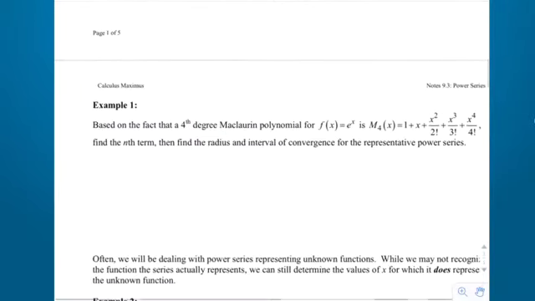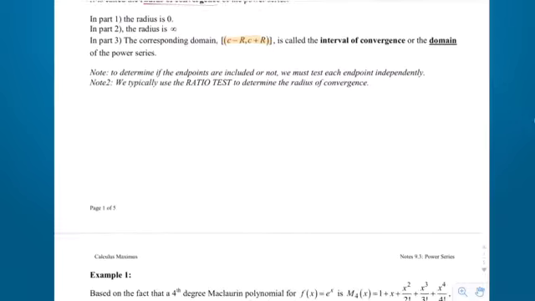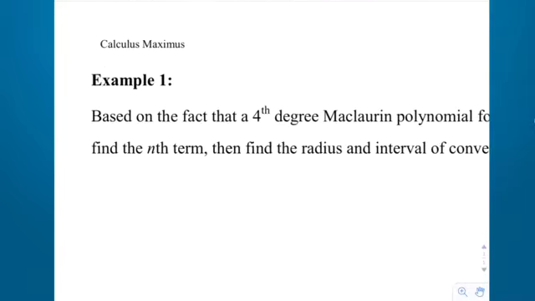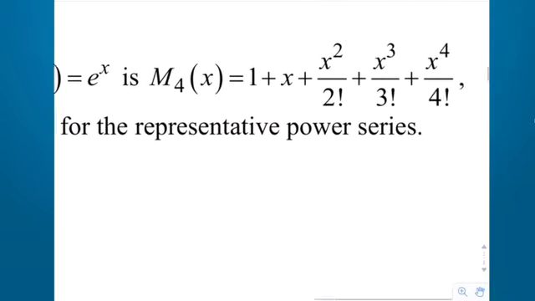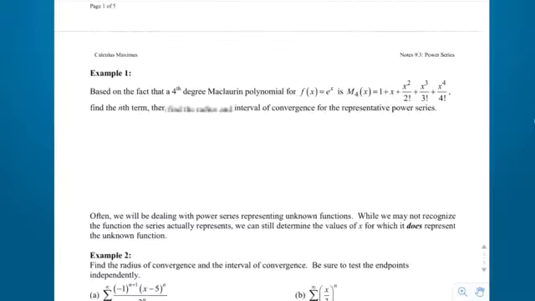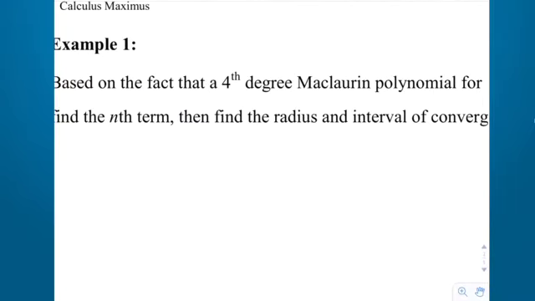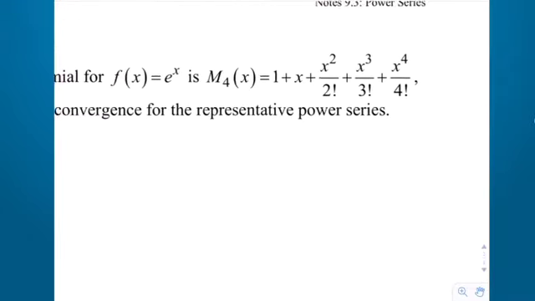All right, example 1. Let's just jump right in and try it out, because it's a lot of theory, a lot of words. You can learn a lot by doing. Based on the fact that a 4th degree Maclaurin polynomial for e to the x is given by this, we knew that, right? They didn't have to give it to us. Find the nth term. That means find the rule of sequence. And then find the radius and interval of convergence for the power series.